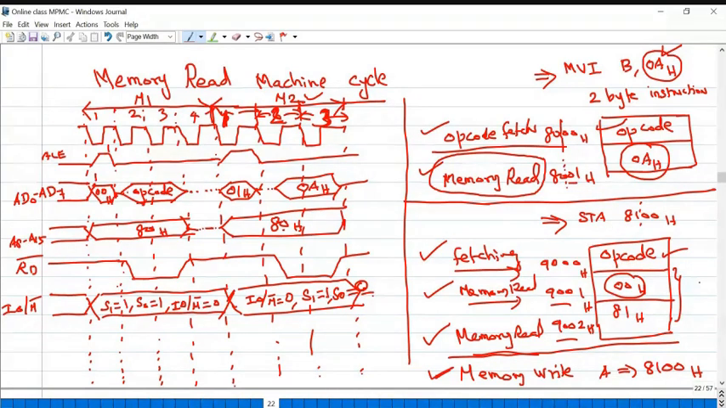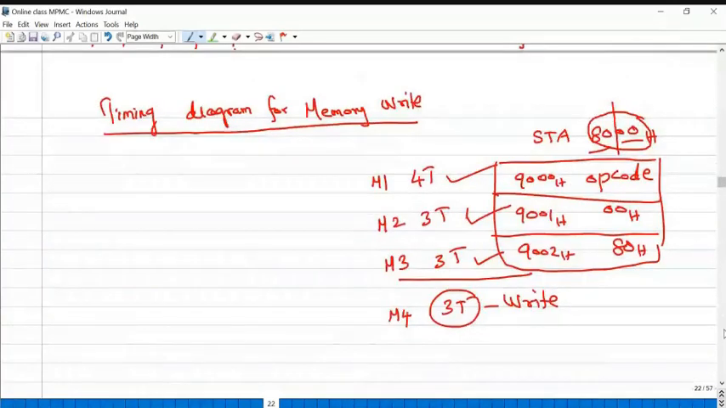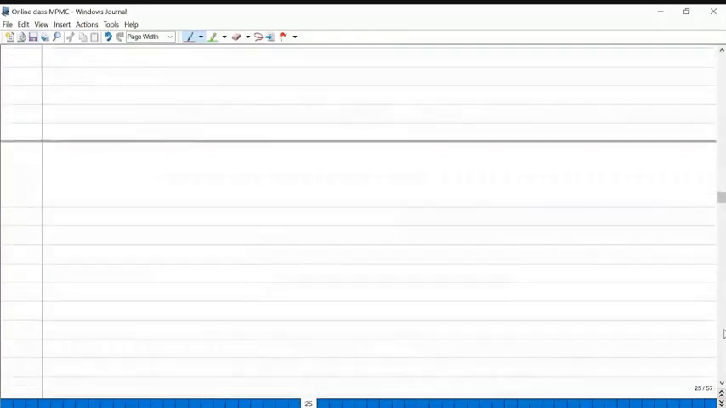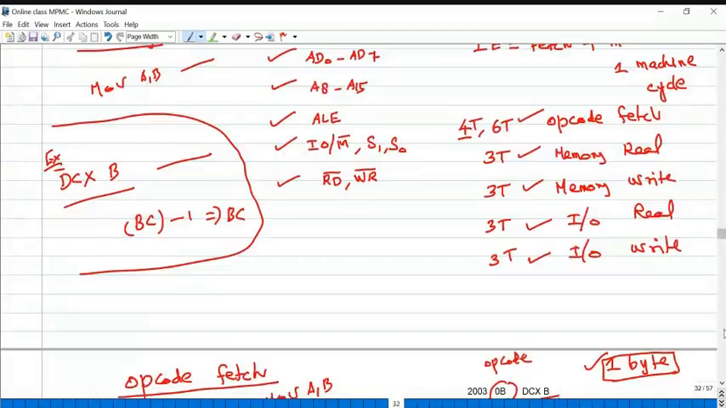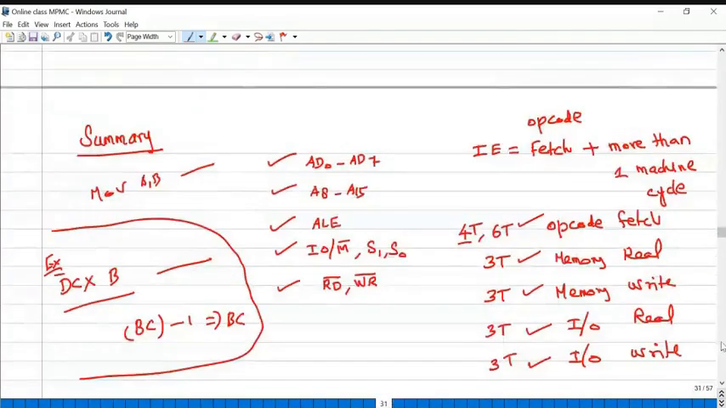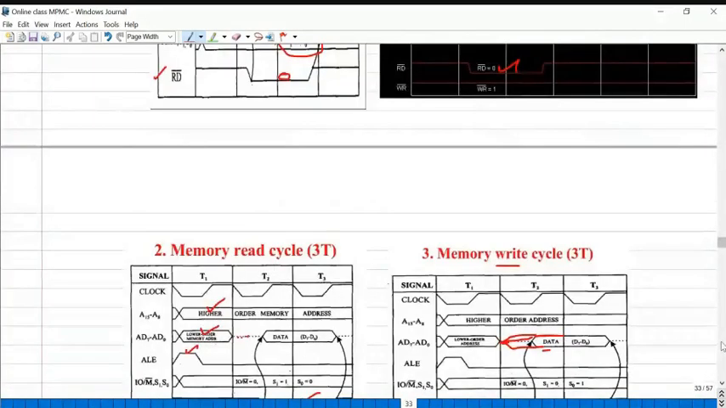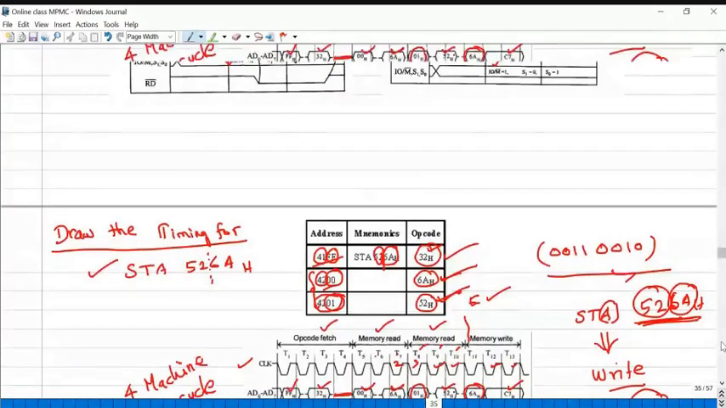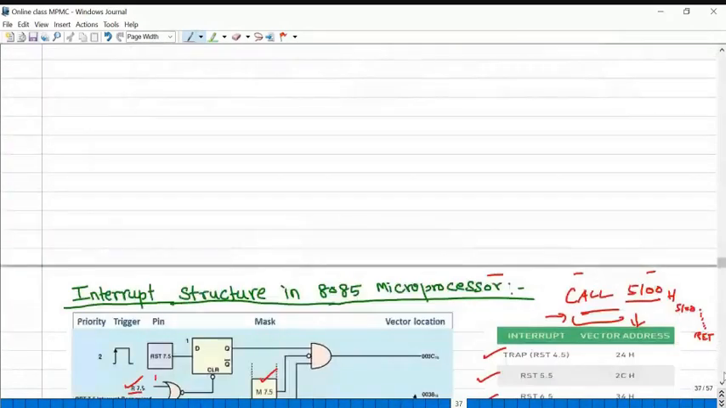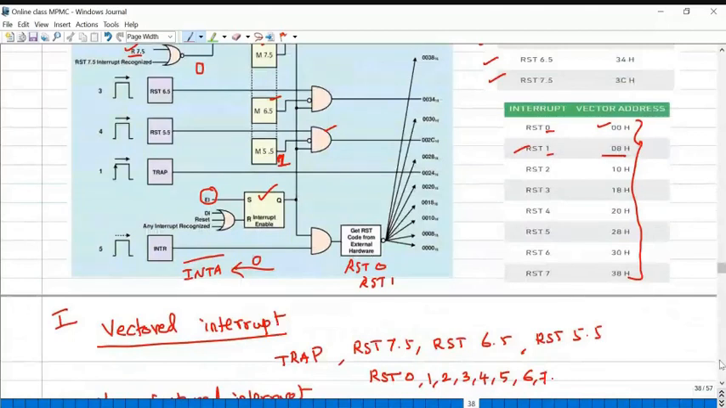So I gave some assignments on how to draw the timing diagram for various instructions: memory read, memory write, then IO read, IO write. So all the timing diagrams are completed, and interrupt structures.